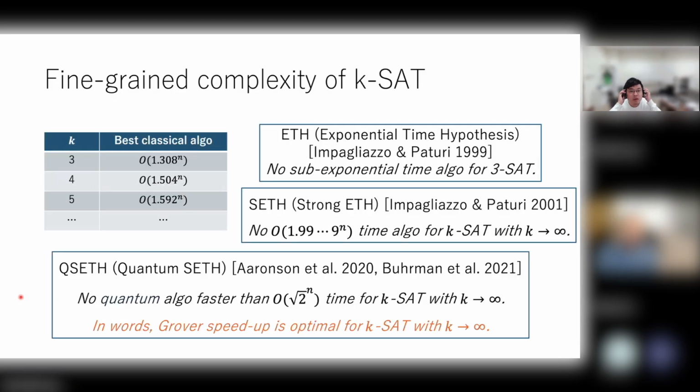For NP-hard problems, the fine-grained complexity of k-SAT has been intensively studied. For example, for 3SAT and small k, we have faster exponential time algorithms. The famous one is Schöning's algorithm, which is based on random walk arguments. If k is small, we have faster exponential time algorithms, and the current fastest one is like this.